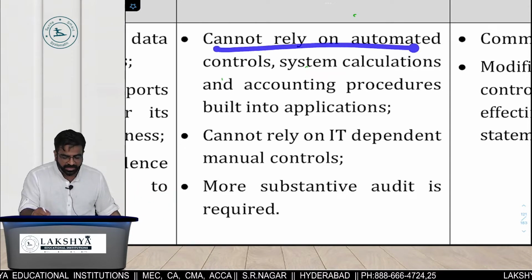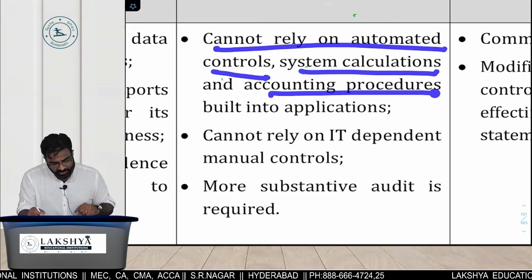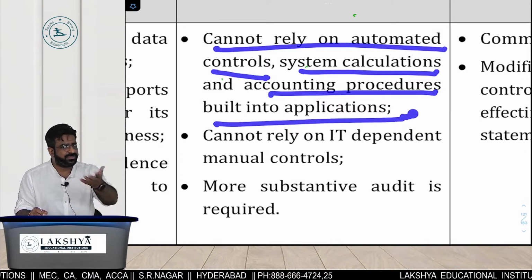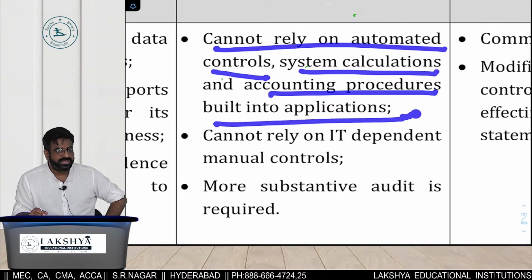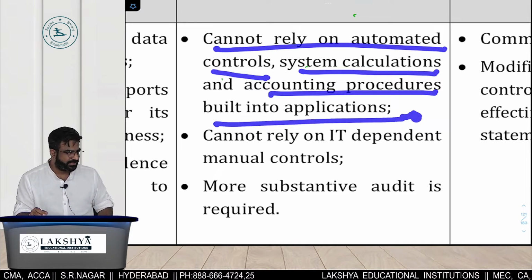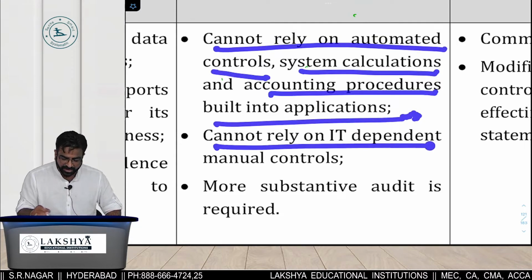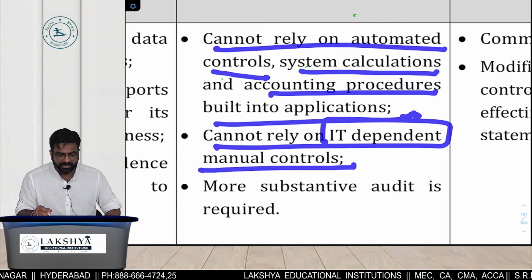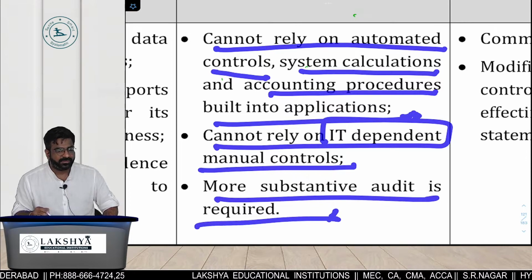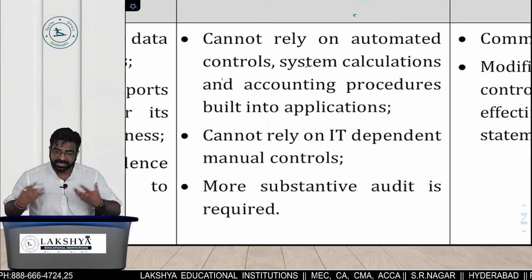Read. Cannot rely on automated controls, system calculations and accounting procedure built into what? Because applications can be built as per your requirement. So there is no genuine proof that it is a certified software or something like that, unless you buy Tally and all those things. Next point, cannot rely upon what? IT dependent manual controls, and more substantive audit is what? Required. It means computerized audit does not reduce your workload, it rather increases your workload.